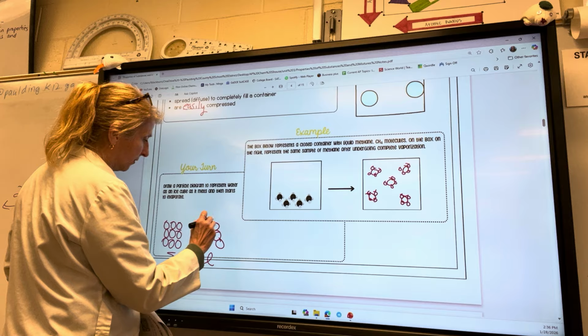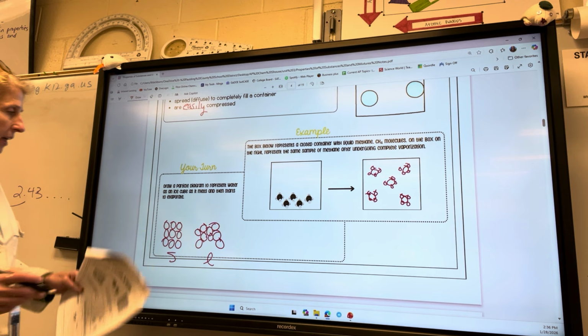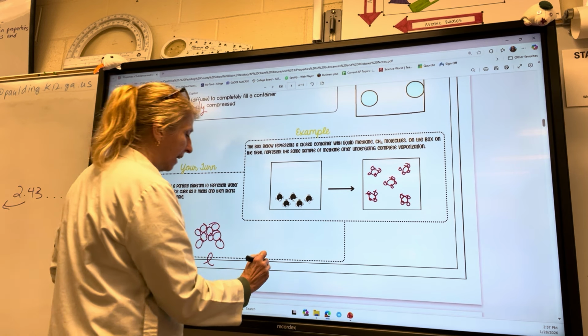One, 2, 3, 4, 5, 6, 7. Okay, there's 8 of them. 9 of them just kind of spread out. And now here's my gas. And I'm gonna draw 1, 2, 3, 4, 5, 6, 8, 9. There they are, nice and spread out. Okay, that's easy. Next, 3.4.